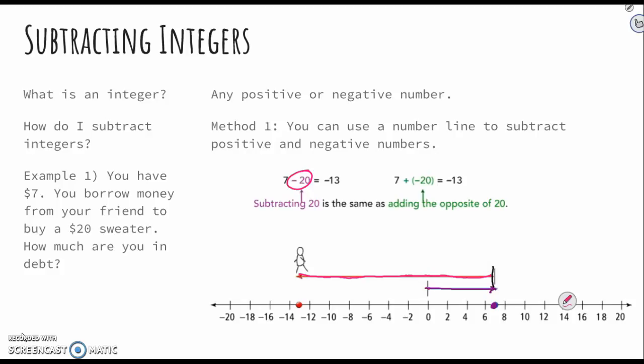We stop here and we see that 7 minus 20 is negative 13. If you look closely, you will see that subtracting integers is just like adding the opposite sign.